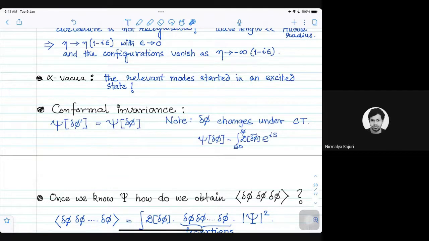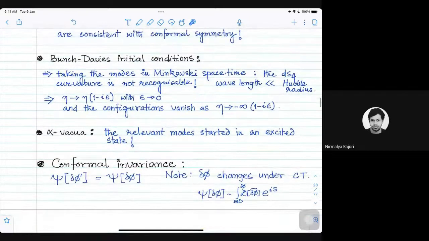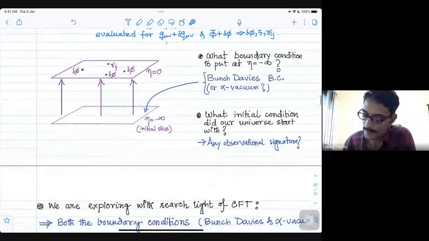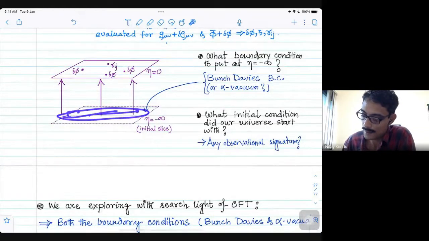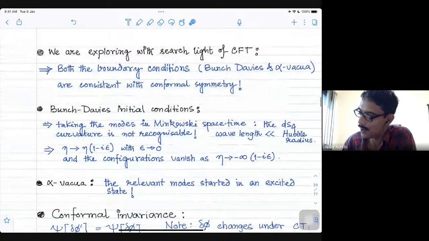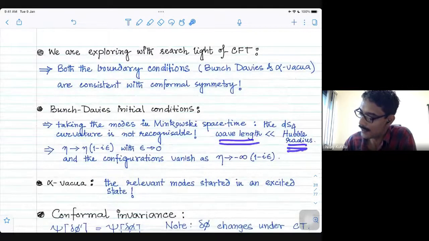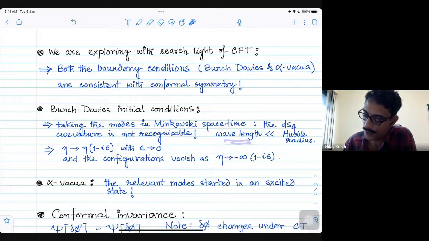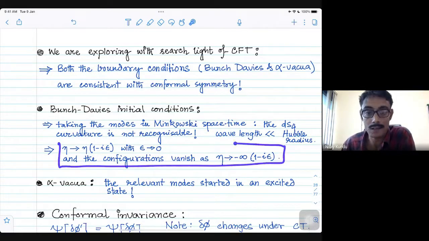Yes, so the idea of the Bunch-Davies vacuum was that when I go to the far past, it should look like the Minkowski vacuum. Yes, near there the modes are almost like propagating in flat space. So their wavelengths are much smaller than the Hubble radius, and this Hubble radius is actually related to the de Sitter radius. So that's what I mean, and operationally one should implement it like this.